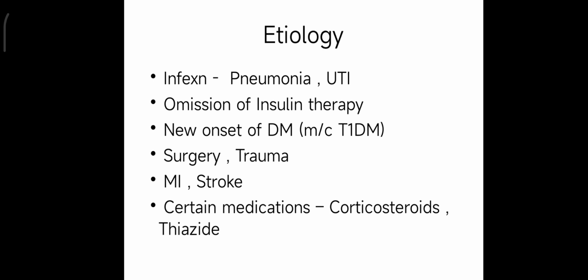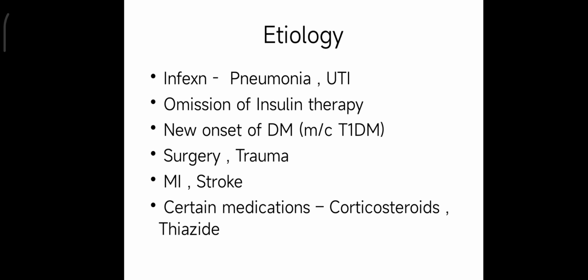Next, talking about the etiology. The etiologies include infections like pneumonia, UTI, and all those things, and omission of insulin therapy, which causes increased blood glucose level more than 250 milligram per deciliter. Then that condition causes diabetic ketoacidosis. And also new onset of diabetes mellitus, most commonly type 1 diabetes mellitus. In that case, the beta cell destruction does happen, so that the diabetic ketoacidosis will occur.